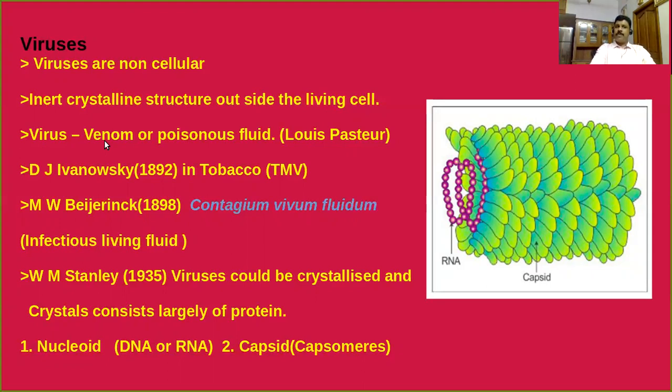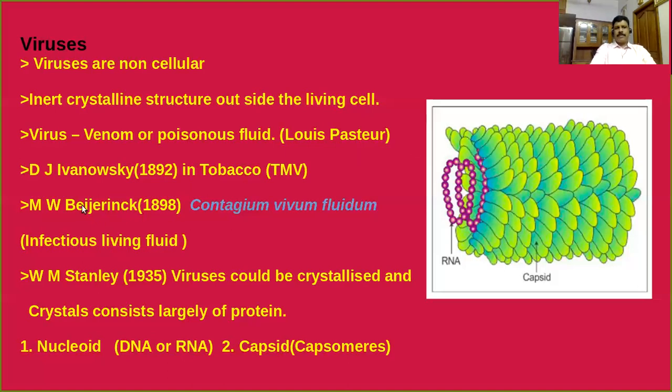Viruses were first discovered by a scientist named D.J. Ivanovsky in 1892 in tobacco plants. The name of the virus is tobacco mosaic virus, TMV. This is the diagrammatic representation of a tobacco mosaic virus.